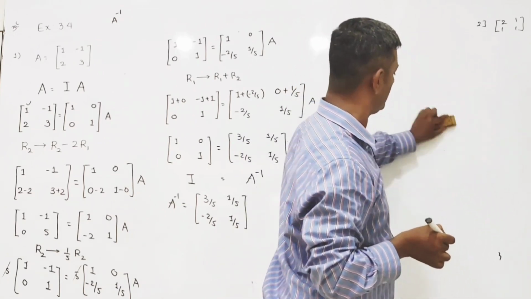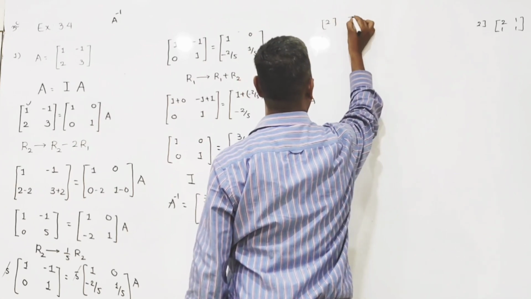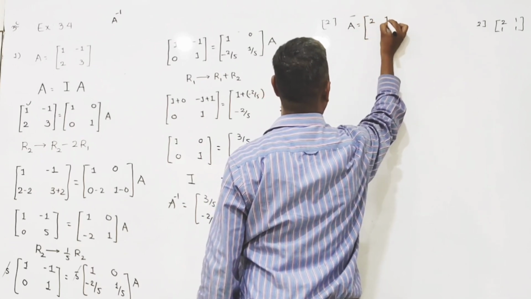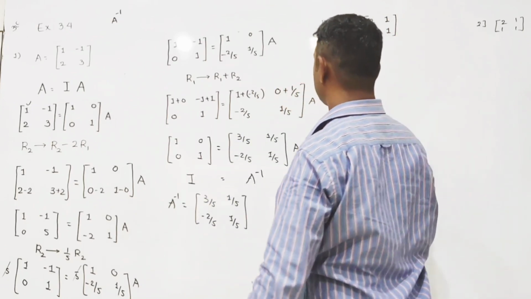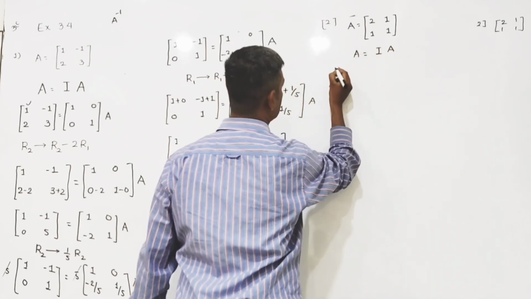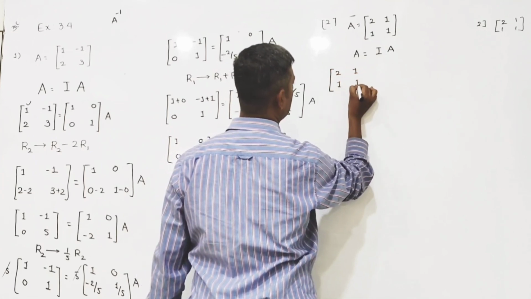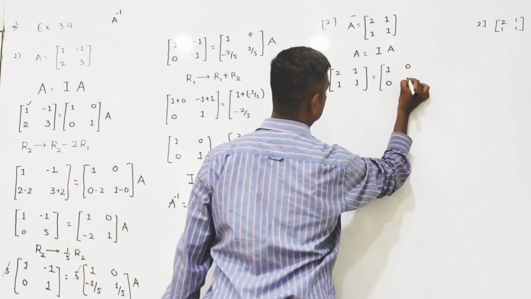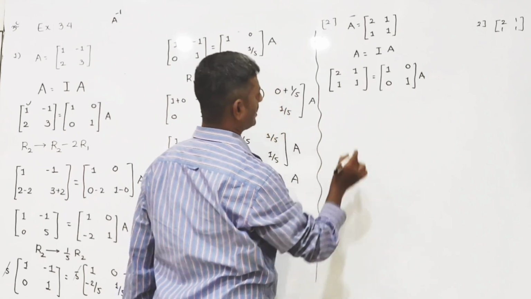Again, we will do another example also. The second one is like this. The matrix is A equal to [2, 1; 1, 1]. And our standard formula is A is equal to I into A. So [2, 1; 1, 1] is equal to the identity matrix [1, 0; 0, 1] into A. This is our second example.